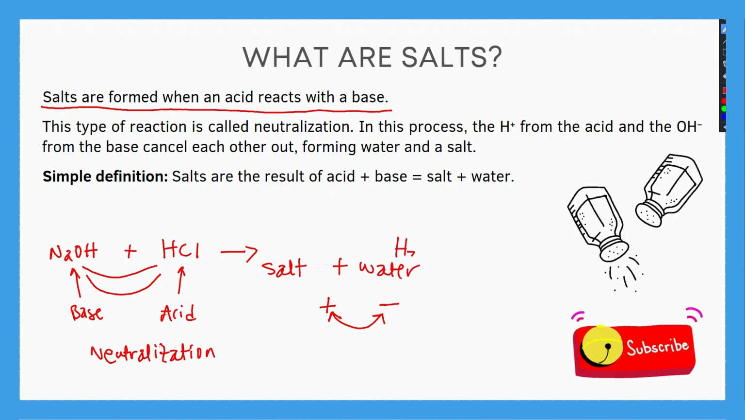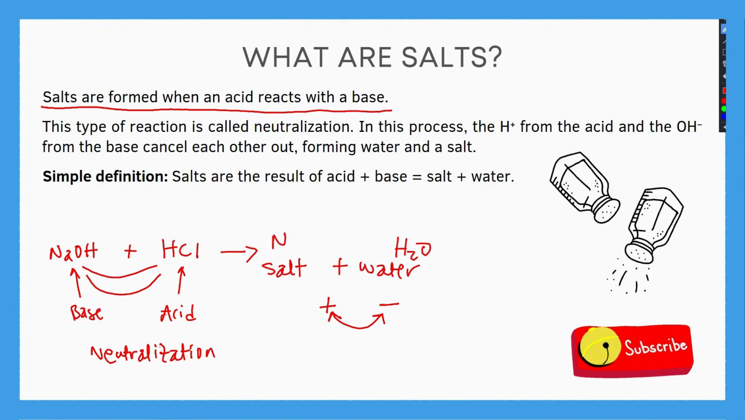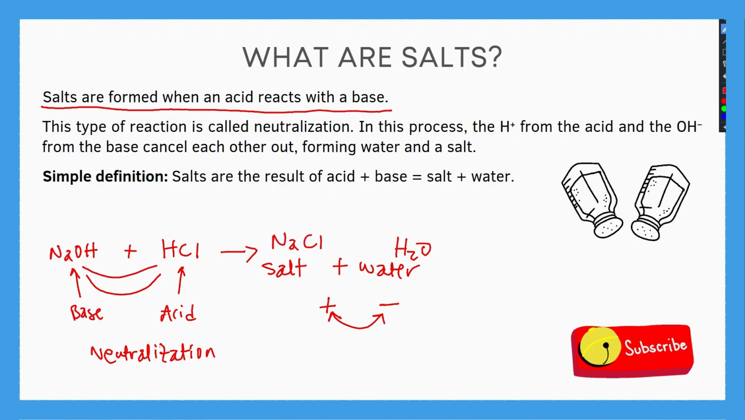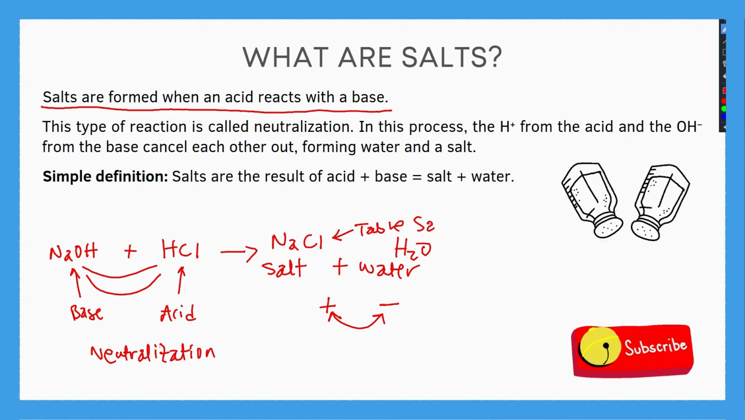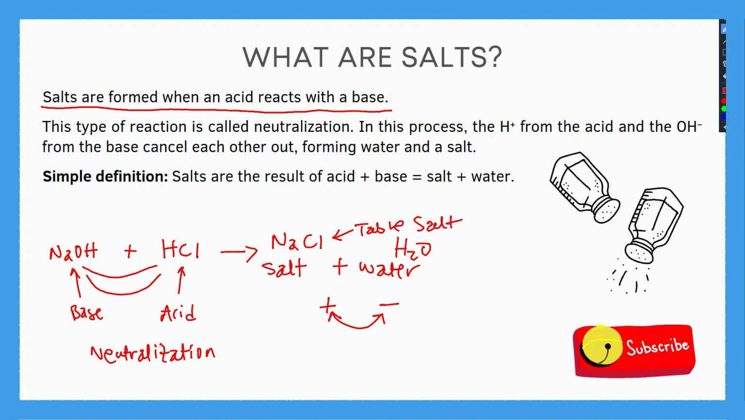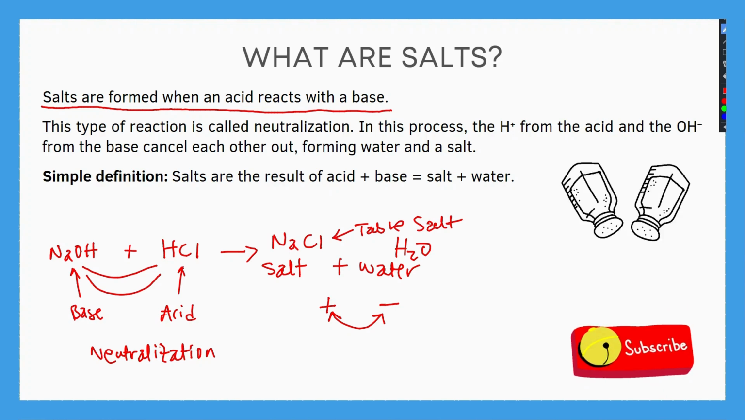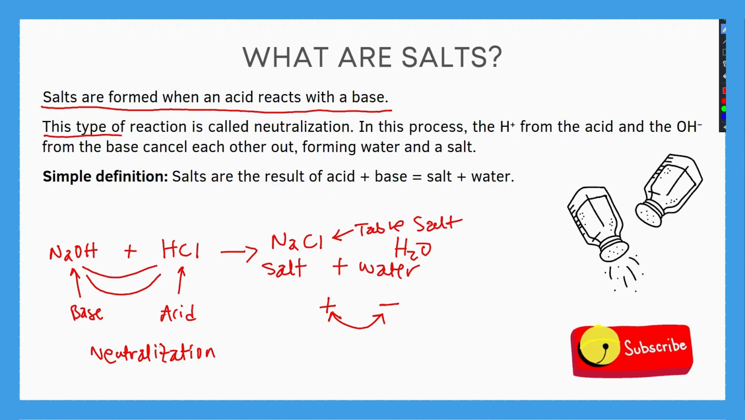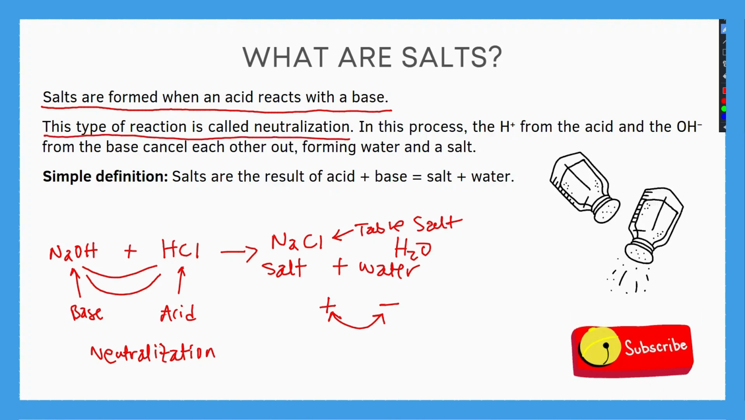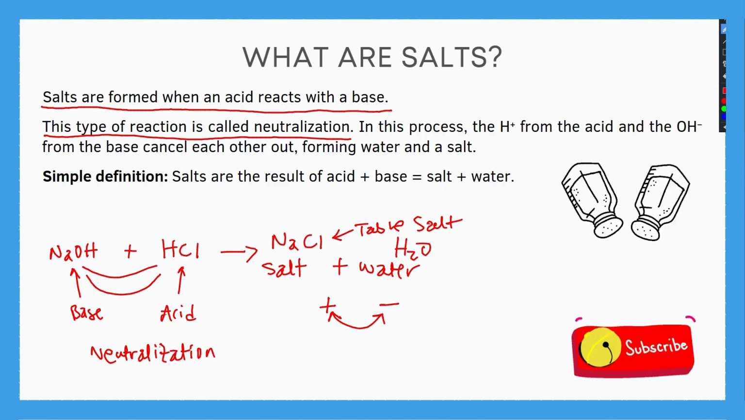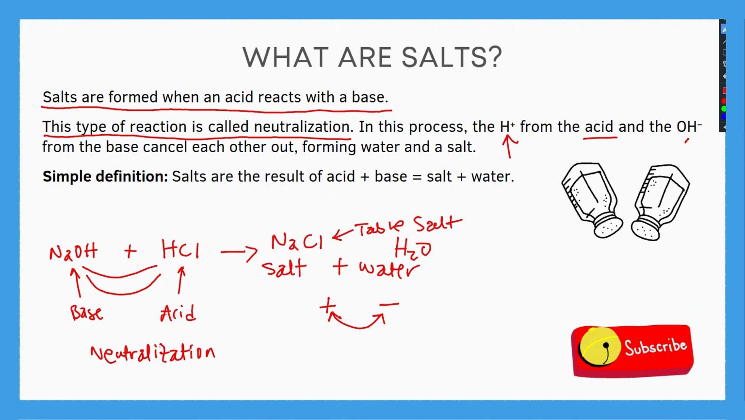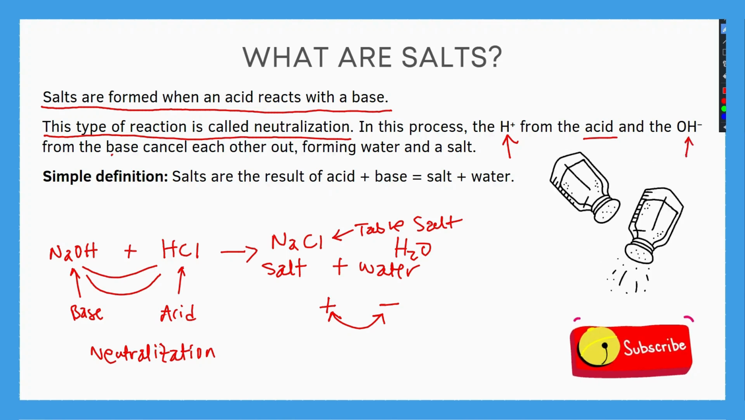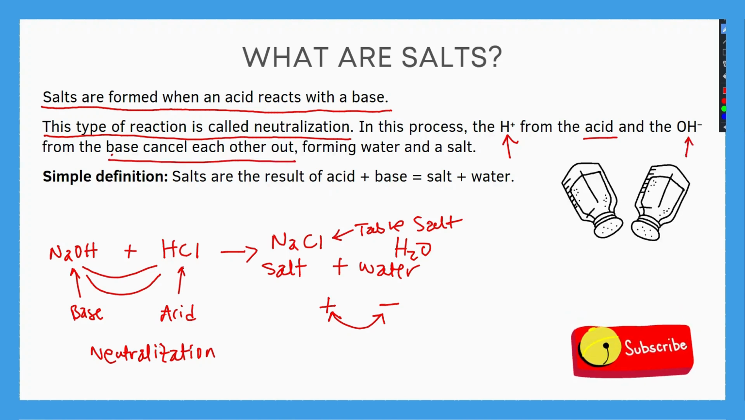Water is H2O, and in this case the salt that is formed is sodium chloride. This is the table salt that we use in our house. So now, salts are formed when an acid reacts with a base. This type of reaction is called neutralization. In the process, the H+ from the acid and the OH- from the base cancel each other out, forming water and a salt.